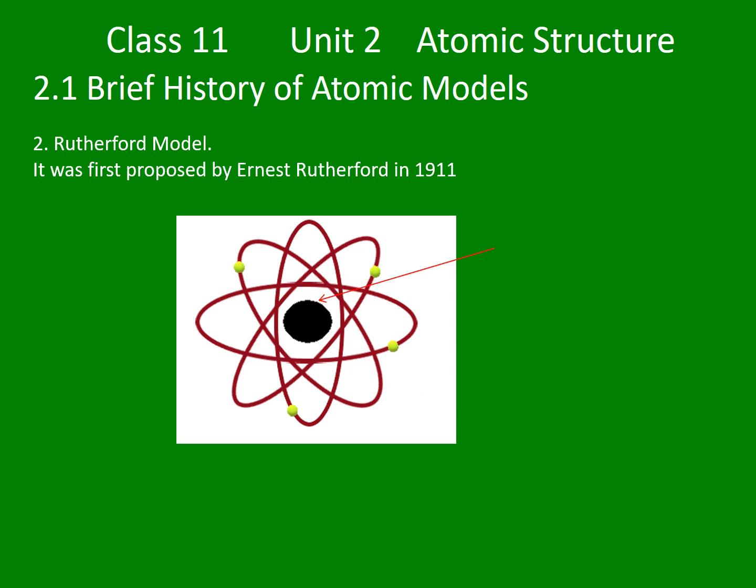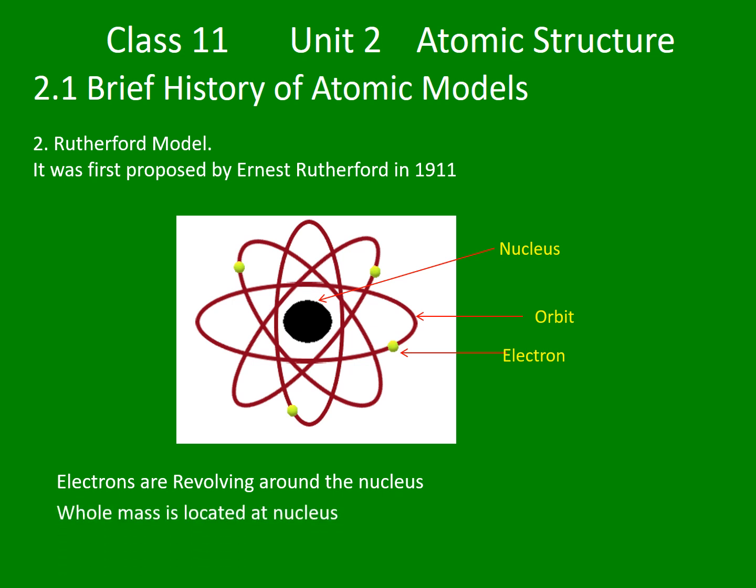If we label the diagram, then the black will be the nucleus, then these are the orbits, and these are the electrons which are revolving around the nucleus. According to Rutherford atomic model, the electrons are revolving around the nucleus. Whole mass is located at nucleus. Most of the space inside the atom is empty. Almost 99.9% space is empty, while the whole mass of atom is located at a very small dense nucleus.